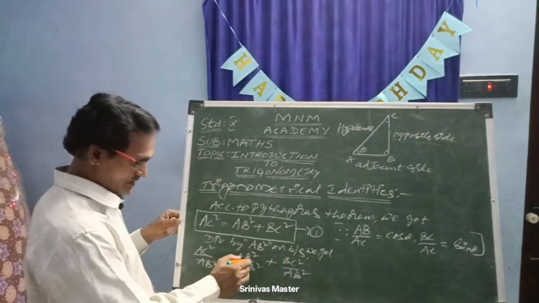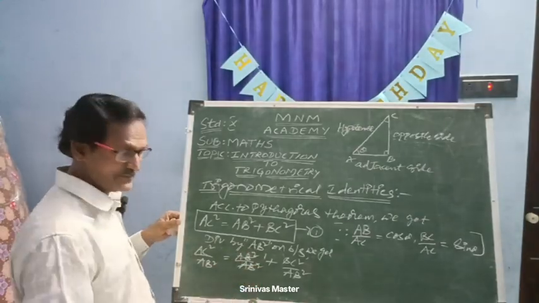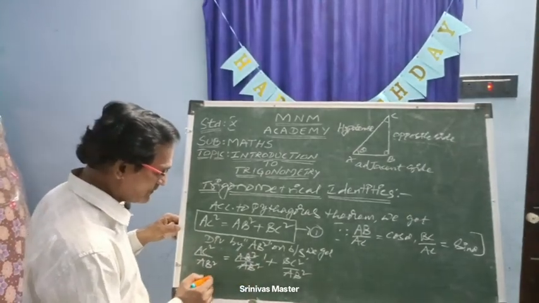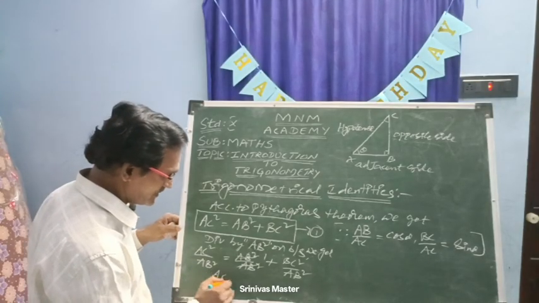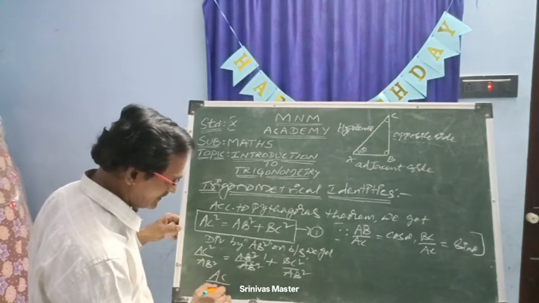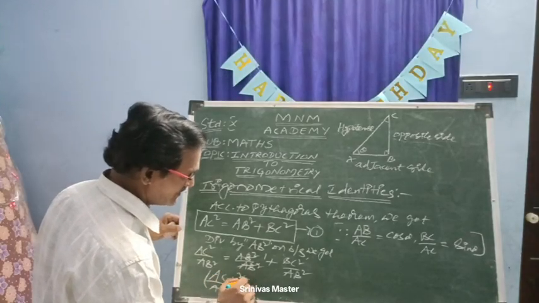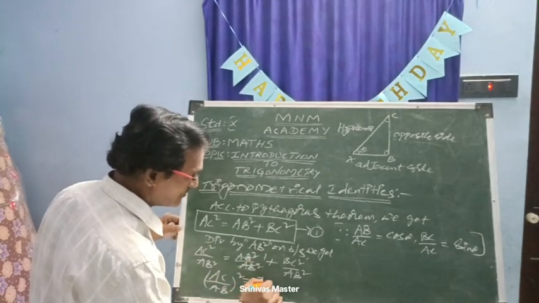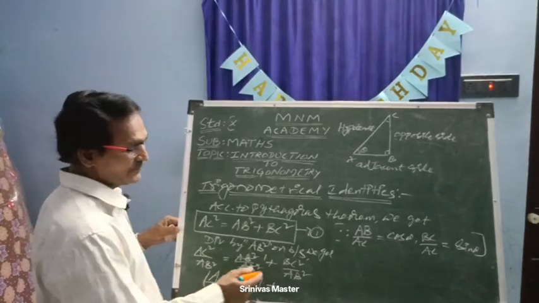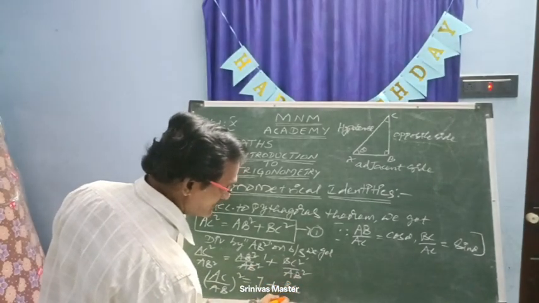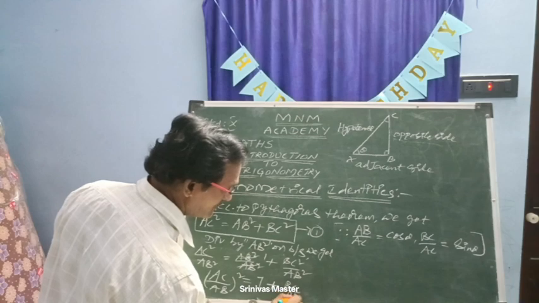So where is the cancellation? Here, one time. So AC square by AB square, what is left now? AC square by AB square can be written as AC by AB whole square, equal to, here 1 is left now children, 1 plus BC square by AB square. This can be written as BC by AB whole square.